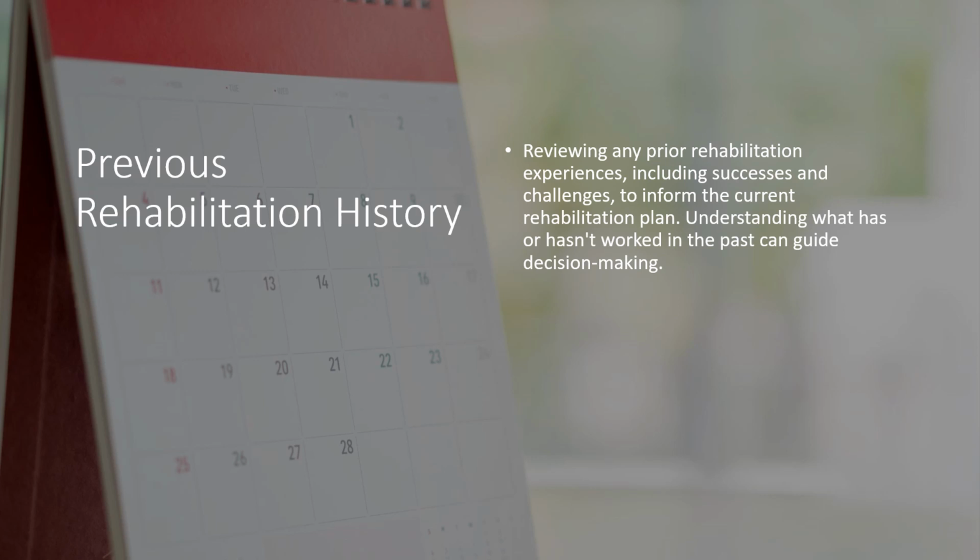So previous rehabilitation history. So reviewing any prior rehab experiences, including successes and challenges, to inform the current rehabilitation plan. Understanding what has or hasn't worked in the past can guide decision making and how we can build this rehabilitation program. For example, your person that you're rehabilitating might not like swimming or hydro, so why would we include that into the rehabilitation program? They might not have access to the gym or they don't like going to the gym. How can we work around that for our patient?